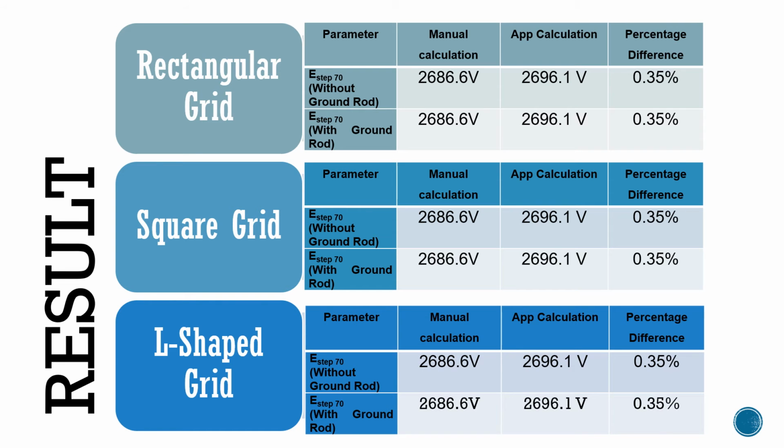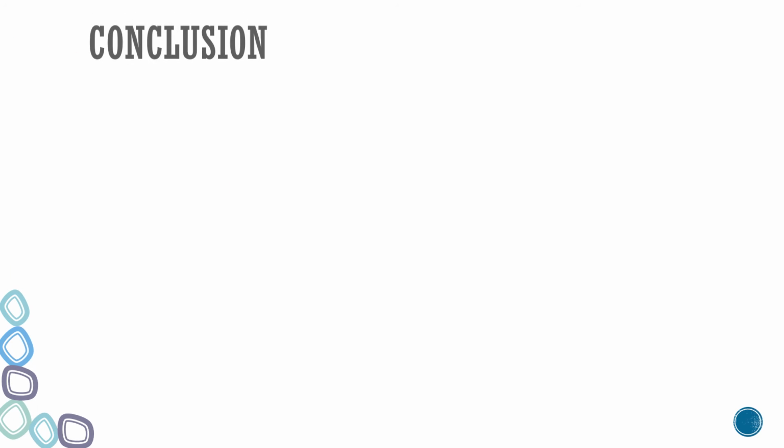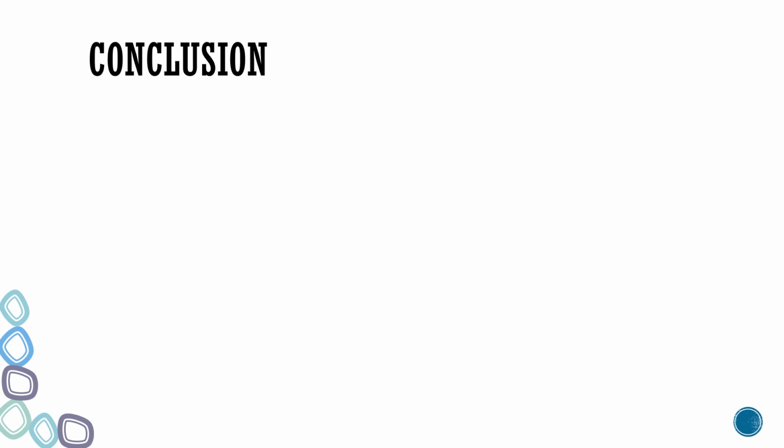We chose only one parameter to describe the result of this finding, which is the E-step value. The three tables of grid shape types show that there is a 35% difference between calculations manually and calculations using applications. And the last part of this presentation is conclusion.